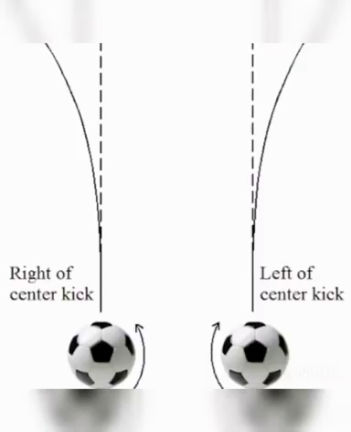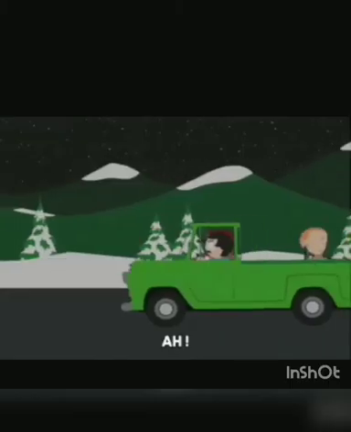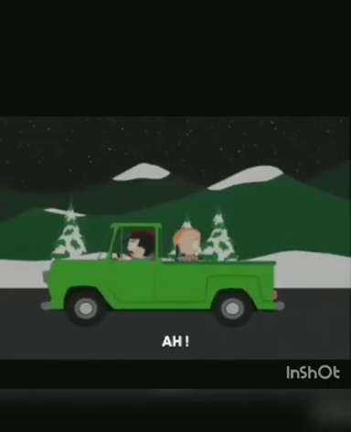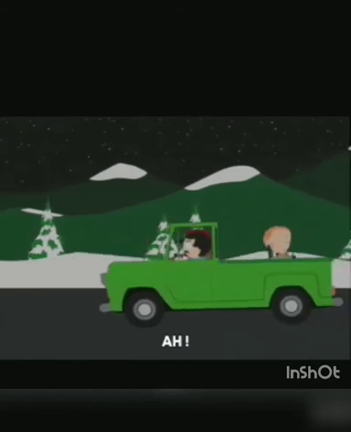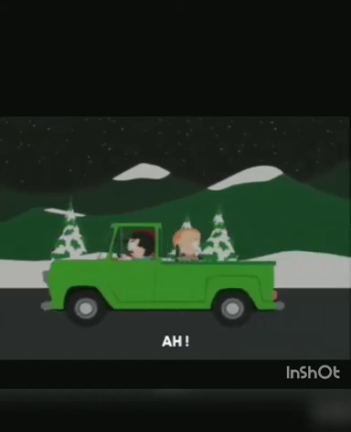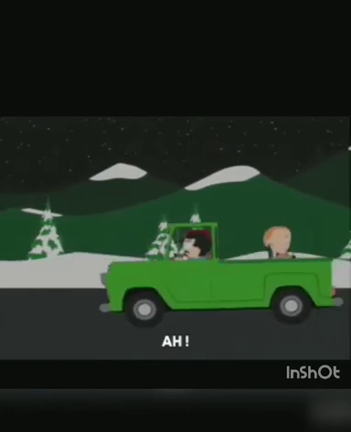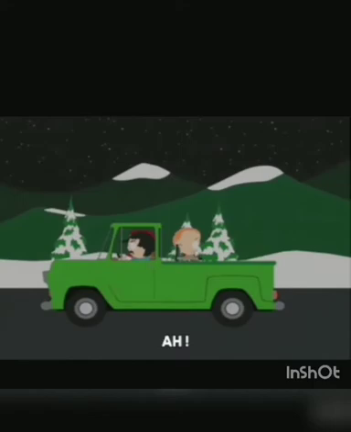Next, force can also change the direction of an object. For example, a footballer uses a force to change the direction of motion of a ball, whether it's left, right, or middle. Lastly, the effect of force can also change the velocity of an object. For example, a car suddenly stops or starts to move. That's all for my slide.